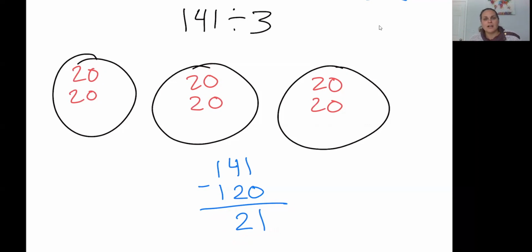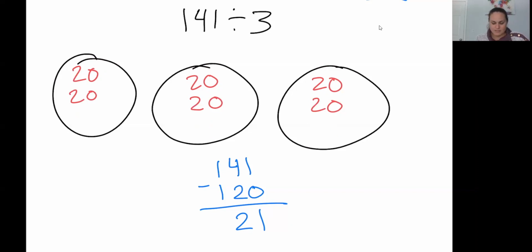But if I'm not sure, I might go ahead and take another step. So I'm going to think about, okay, 20s are too big. 30s are probably too big too because I'm at 120, but I could sure try that and find out what happens. So if I was at 120, 130, 140, 150, oops, 10s were too big. That was way too much. I went way too far because I went over my 141.